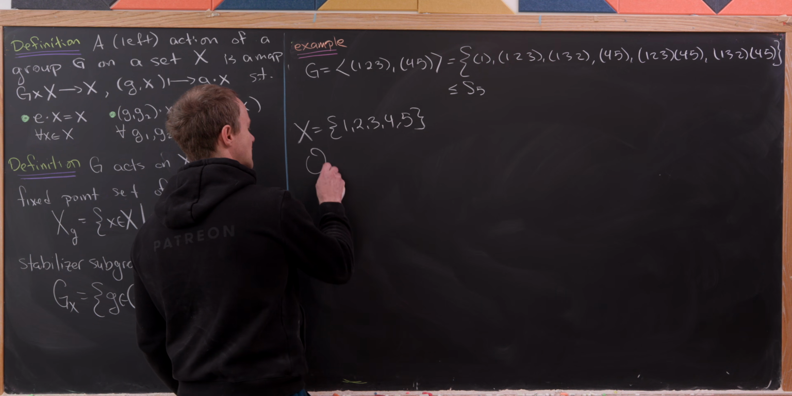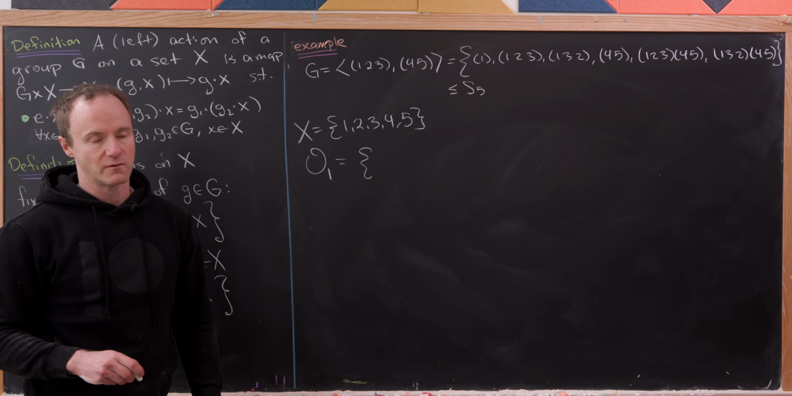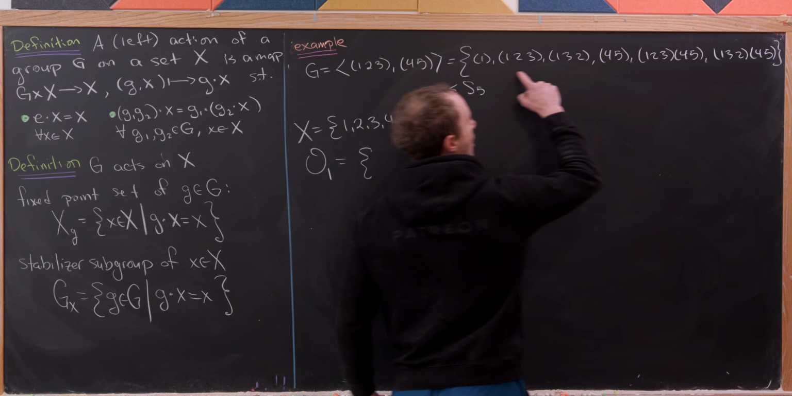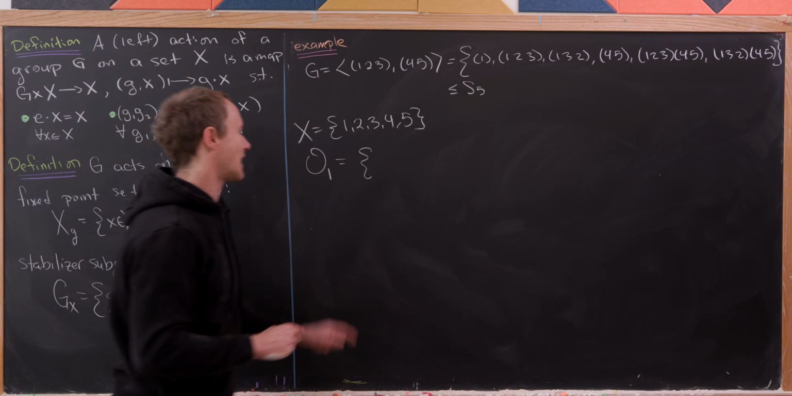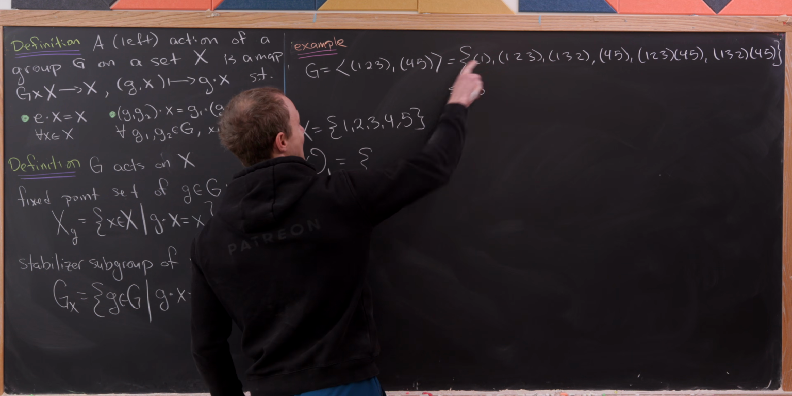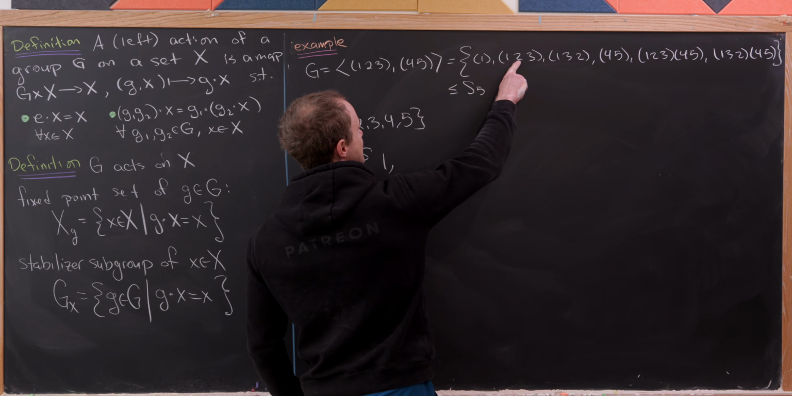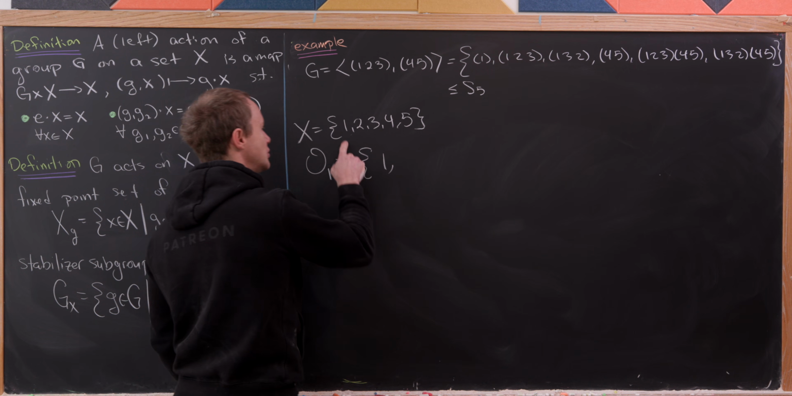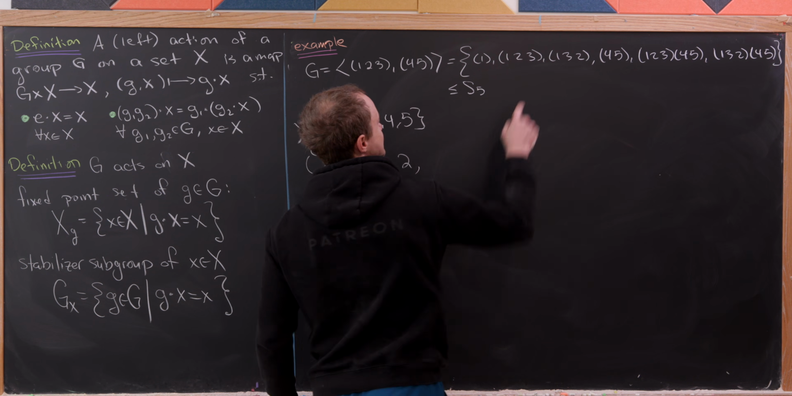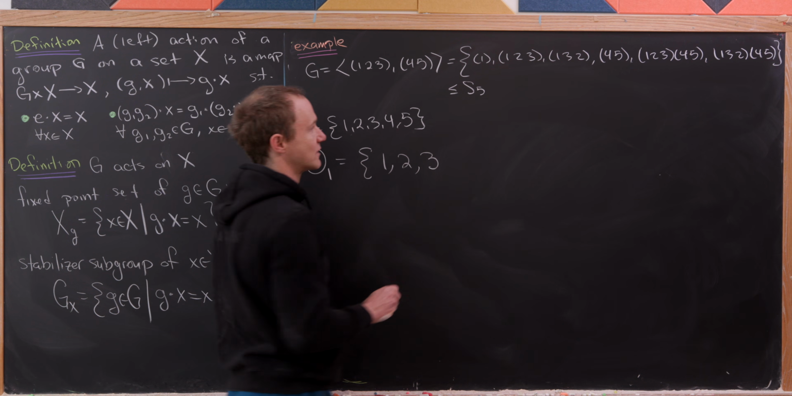So let's first look at the orbit of 1. Recall that the orbit of 1 is what we get as we go through all of these group elements and act on 1. If we act with the identity on 1, we just get 1. If we act with the 3-cycle (1 2 3) on 1, that's going to give us 2. If we act with the 3-cycle (1 3 2) on 1, that's going to give us 3.